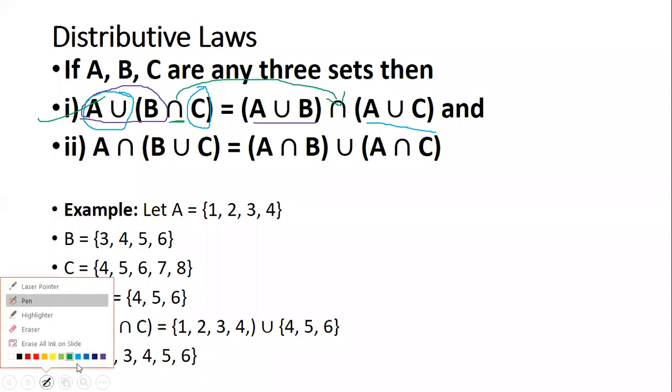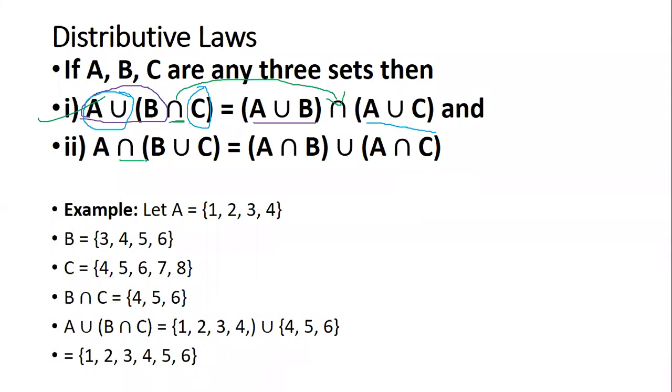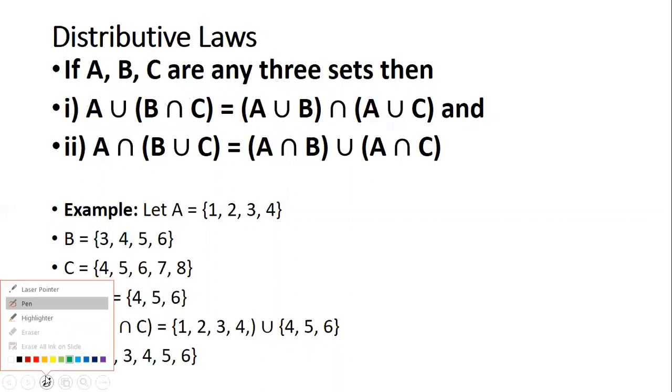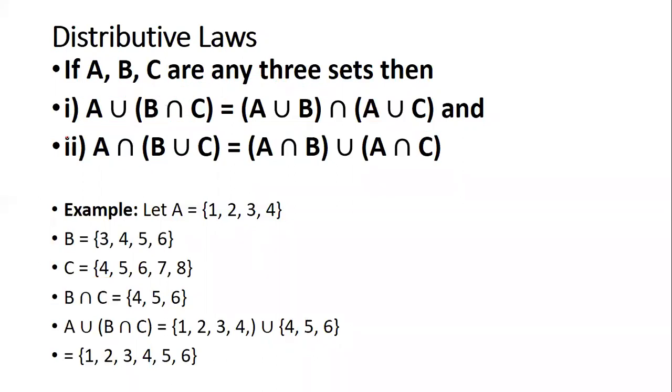Okay. Now, going on to the second rule. Now, in rule number 2, wherever you had union, you have intersection, and wherever you had intersection, you have union. That is the only difference that you have here. Okay, so we will see the second rule here. So A intersection B union C.